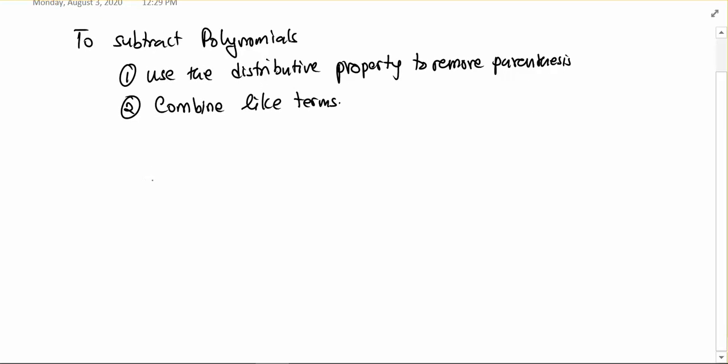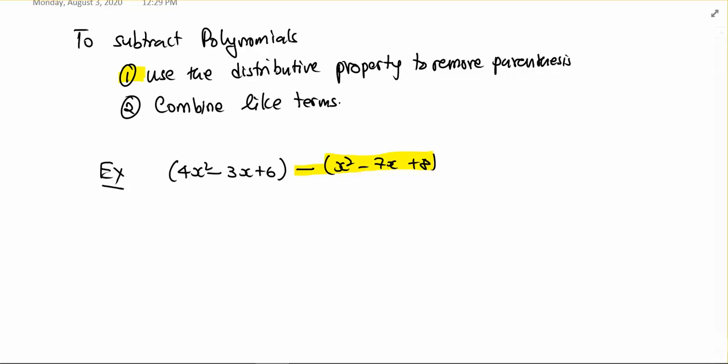Let's do an example here. Let's say we had 4x squared minus 3x plus 6 subtract x squared minus 7x plus 8. So this first step is really talking about this part. You want to use the distributive property to remove the parentheses. In other words, you want to distribute this negative sign all the way through, so that becomes a minus x squared and a positive 7x and a negative 8.